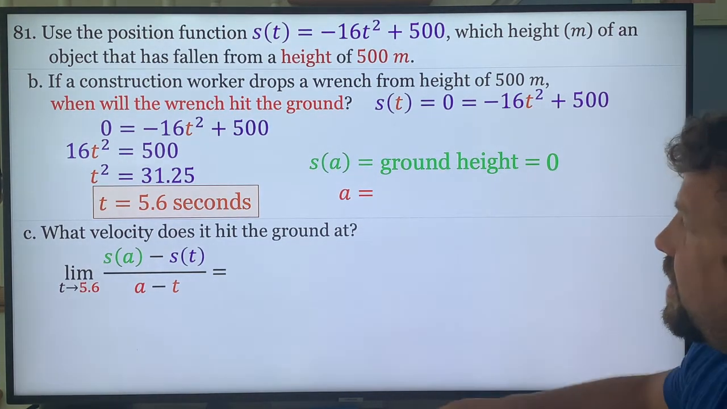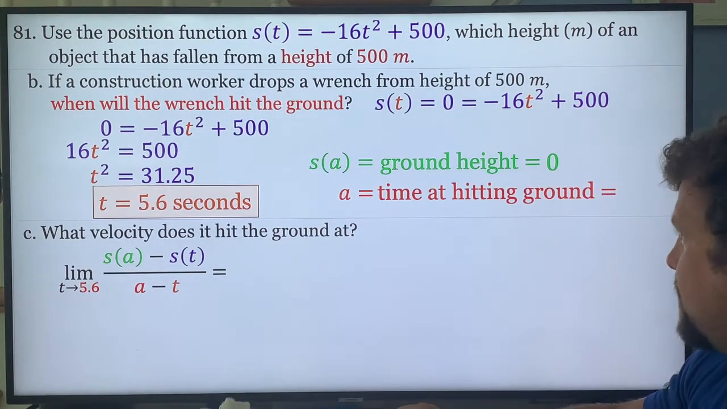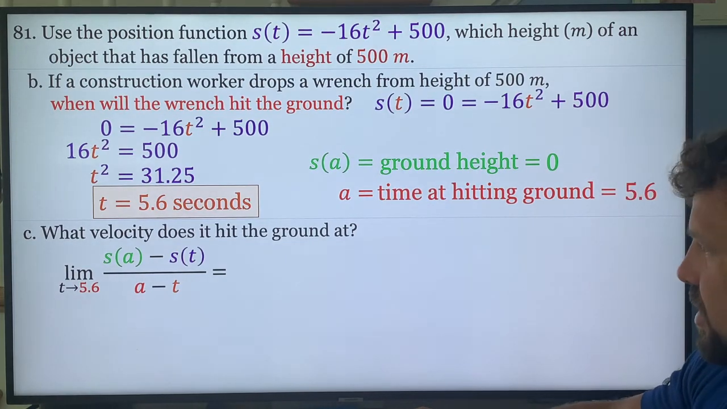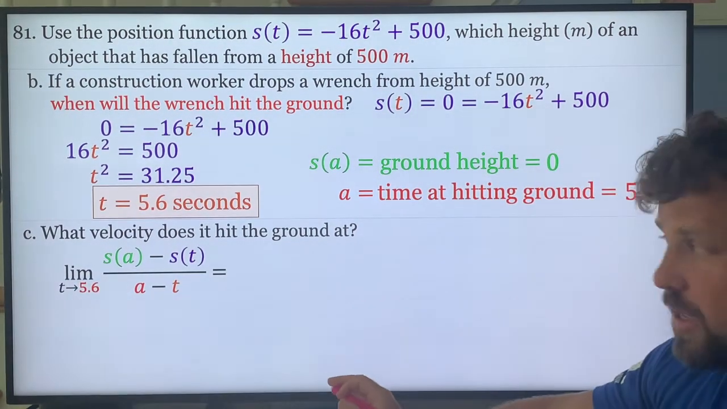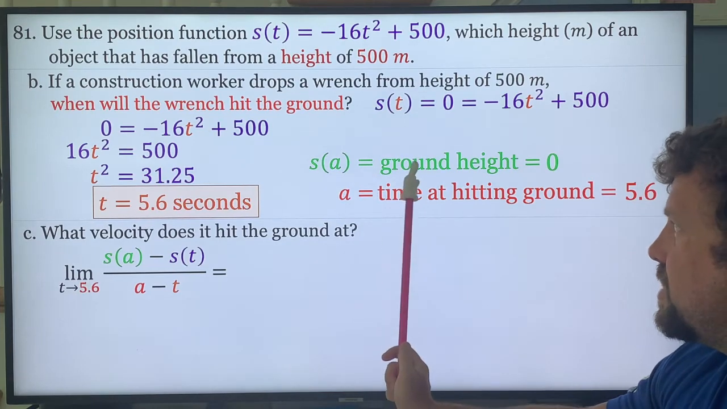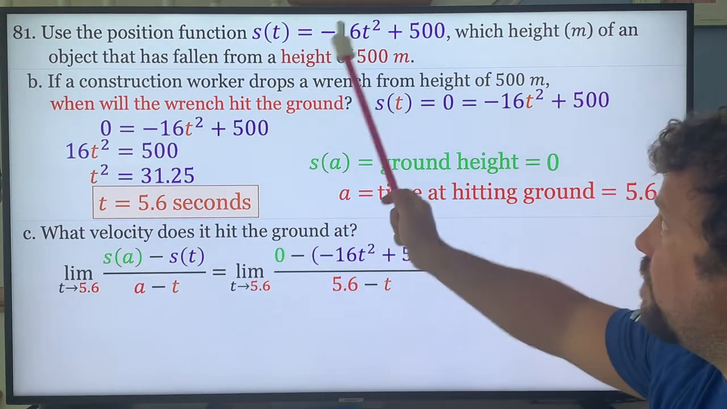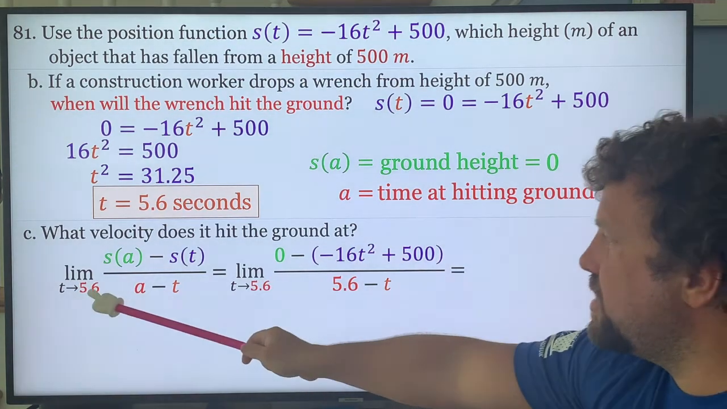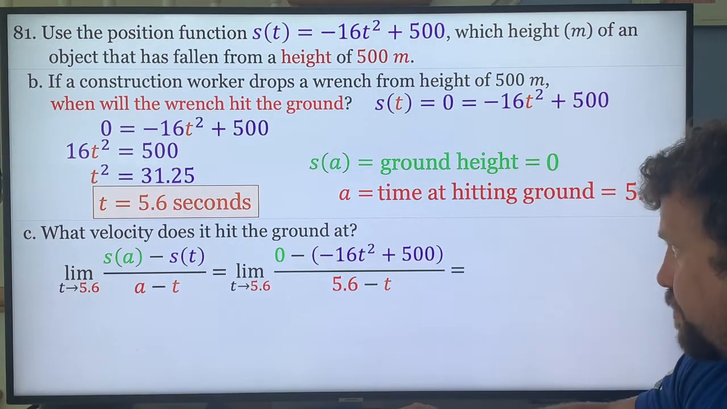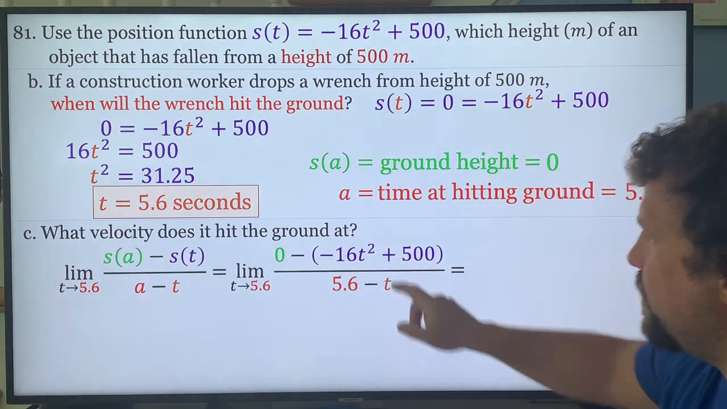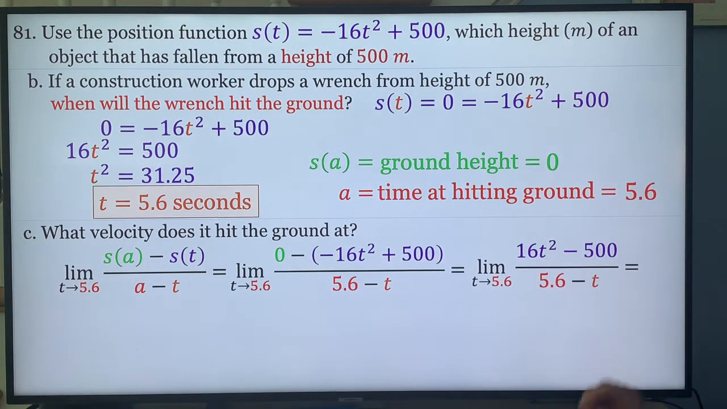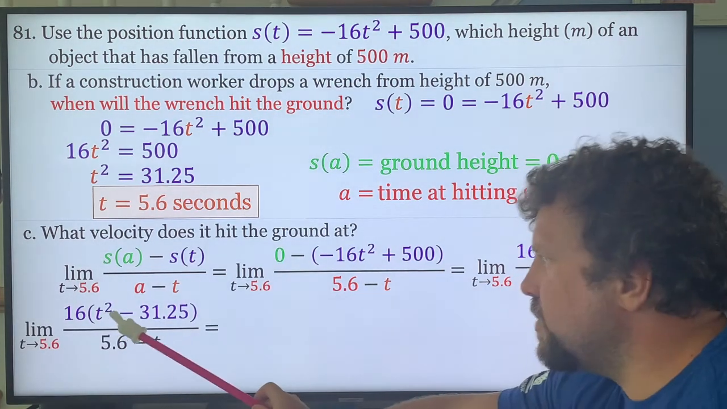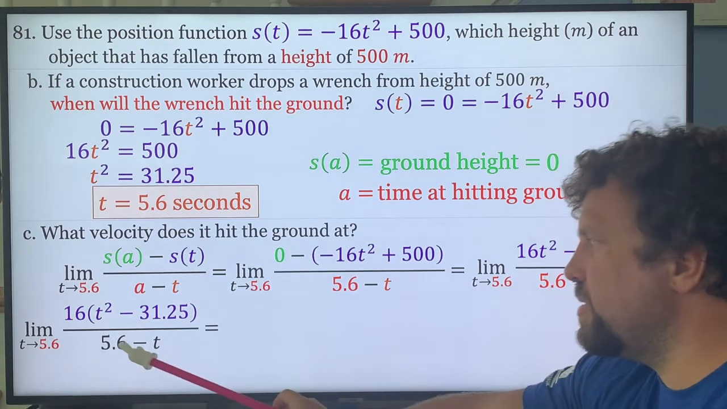Your a is equal to 5.6 seconds. That's your time of hitting the ground. t is approaching it. Got it? So now we're going to plug this stuff in. S of a is 0 minus S of t, which is our equation, over a, which is 5.6, minus t, which is our variable. Once again, distribute the negative sign. 16t squared minus 500 over 5.6 minus t. I can pull a 16 out of here. I'm left with t squared minus 31.25 over 5.6 minus t.